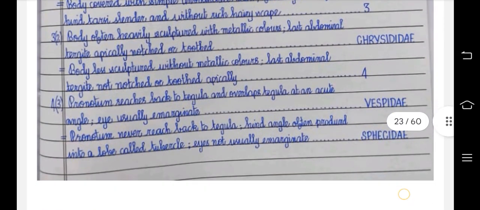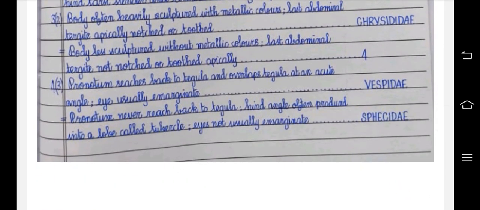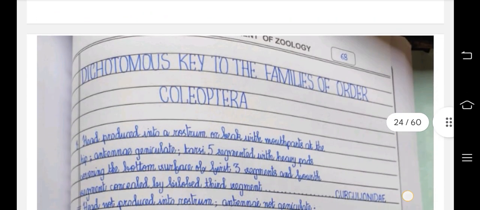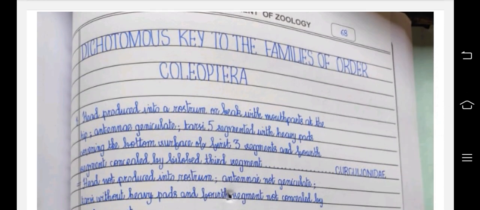4. Then pronotum reaches back to the tegula and overlaps it at an acute angle. Eyes usually emarginate. Vespidae. Pronotum never reaches back to the tegula. Hind angle often produced into a collar or tubercle. Eyes not usually emarginate. Sphecidae.